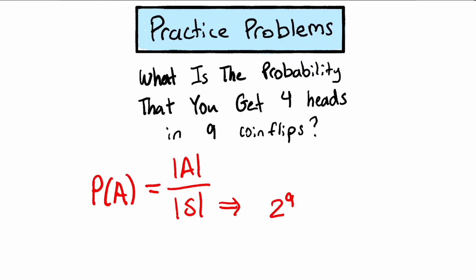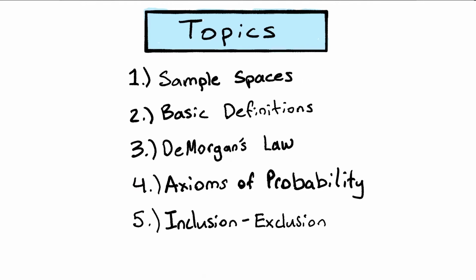Now the question is, how many of those 2 to the 9th possibilities in our sample space have exactly 4 heads? And the actual way to count how many times we could have 4 heads in 9 coin flips is the same logic as how many ways are there to choose 4 heads out of 9 flips. So the number of ways that we can have 4 heads in 9 coin flips is 9 choose 4. Thus, our final answer is 9 choose 4 over 2 to the 9th. So that actually covers all we need to know about sample spaces.